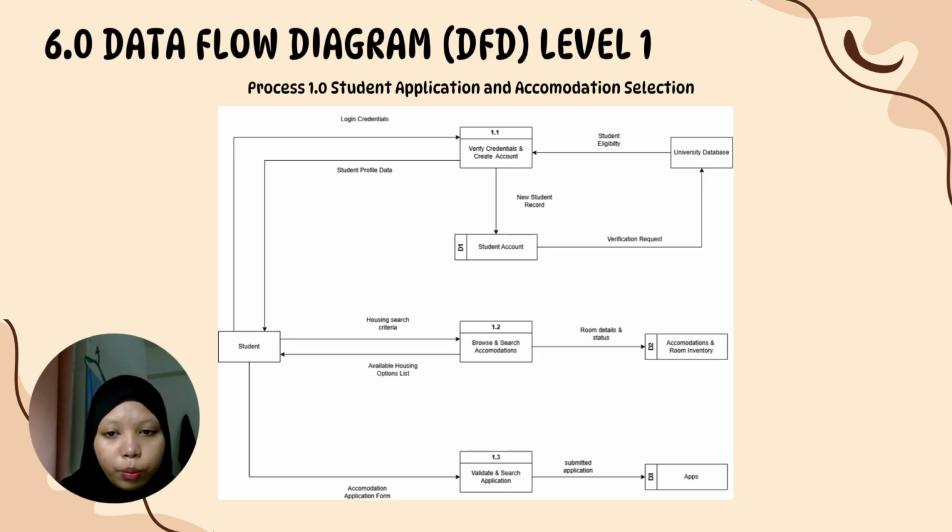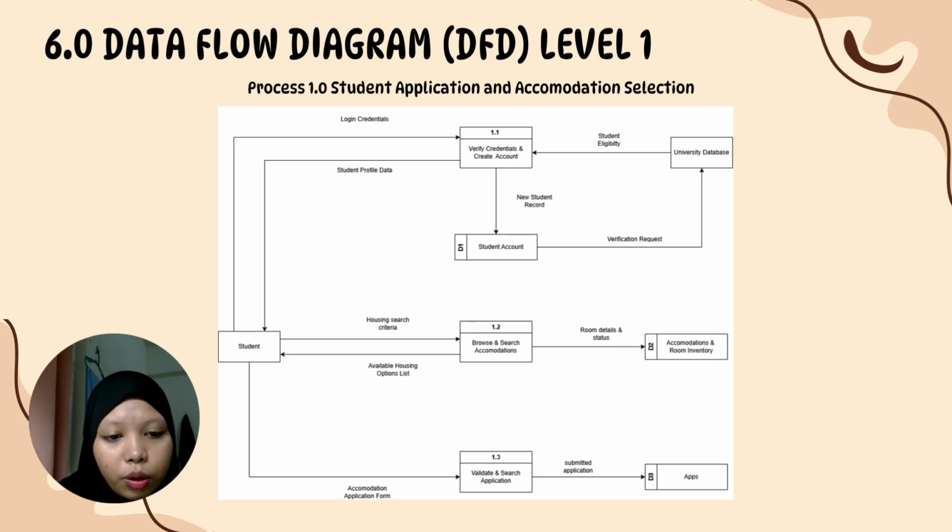Next, in process 1.2, browse and search accommodations. The student enters housing search criteria. The system retrieves room details and availability from the accommodations and room inventory database and displays the available housing options.